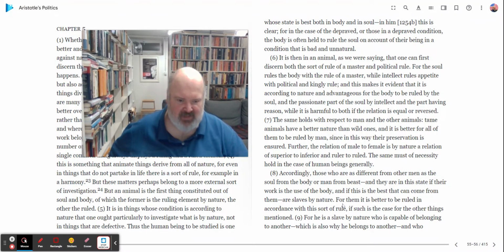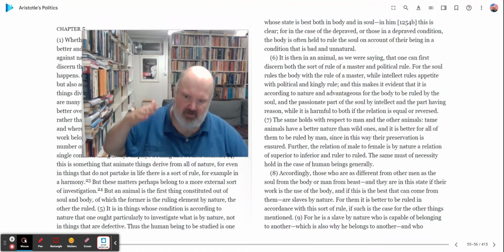But the idea here is that the slave by nature is one who simply can't discern, right? So for them it is better to be ruled in accordance with some sort of rule, if such is the case for the other things mentioned. So therefore, the better one should rule the inferior one. The one that lacks it needs it, right? It's for their good.